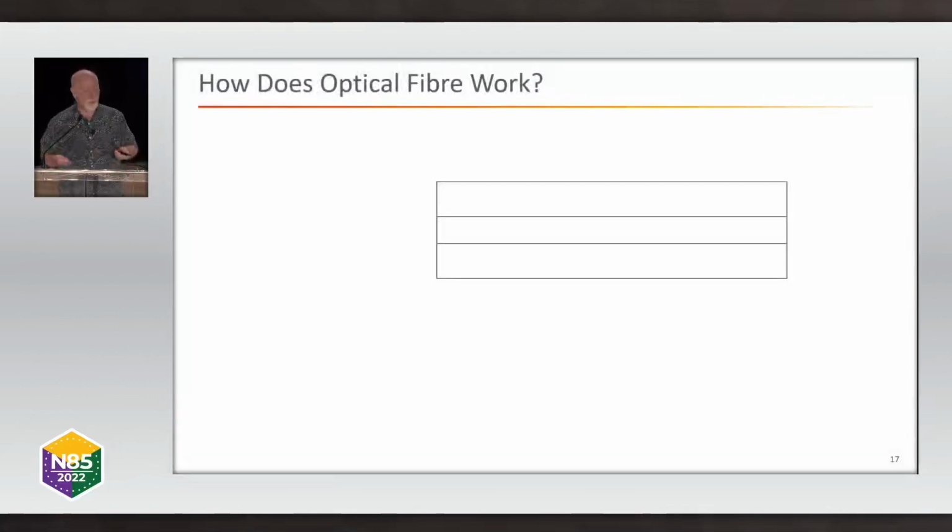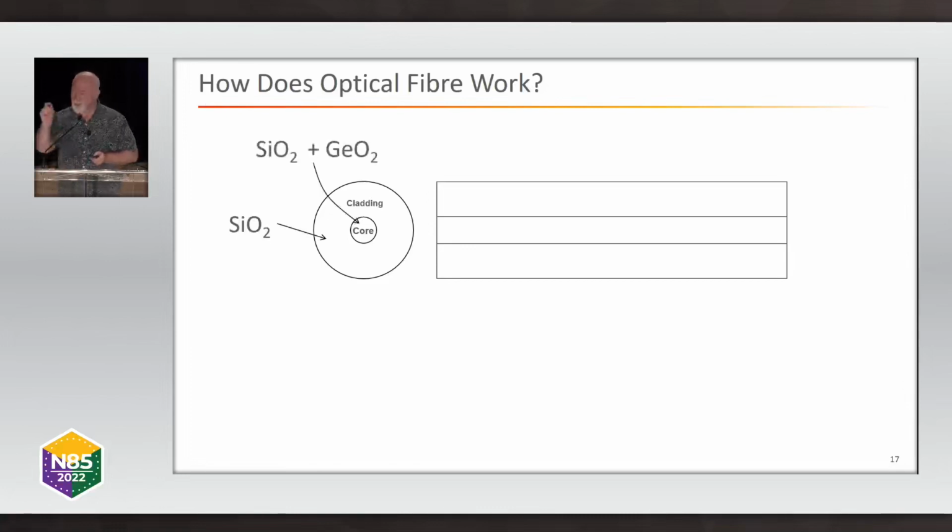So how does optical fiber work? Well, if we look down the end of a fiber, we might be able to see that there's actually an inner core and an outer cladding in the fiber. The cladding is made from pure silica, and the core has a little bit of germanium oxide in it, and that raises the refractive index of the core.